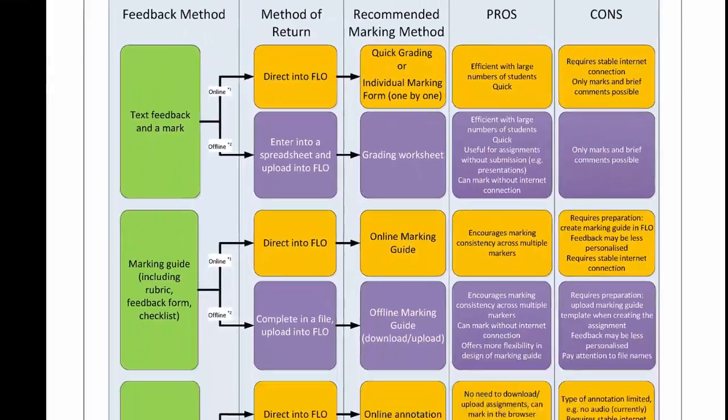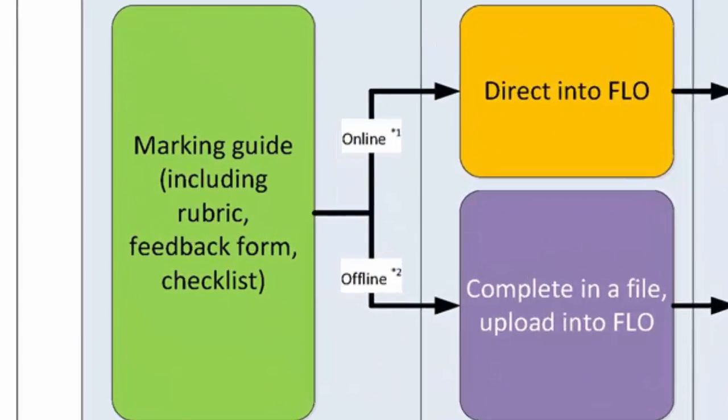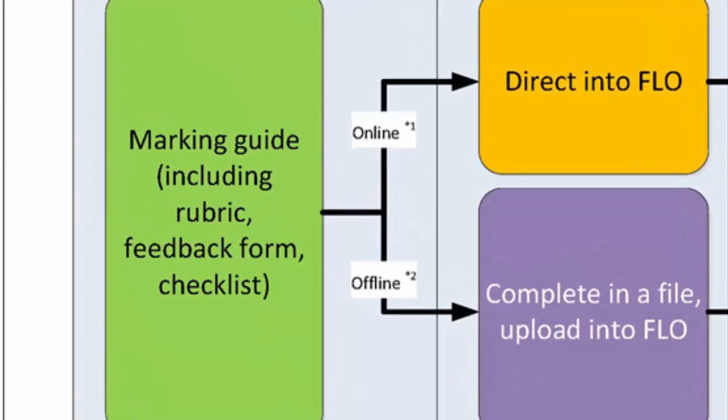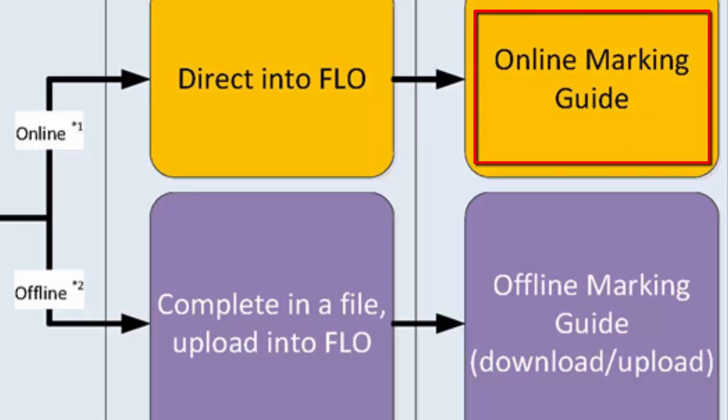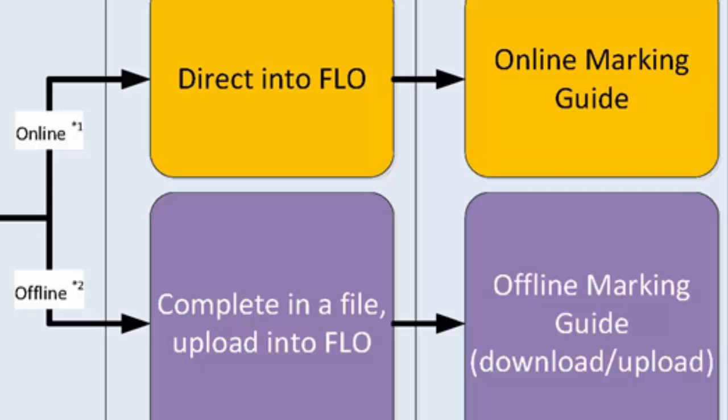If you decide to use a marking guide to provide feedback, you can also choose between the online method, entering the information directly into Flow, or the offline method. If you decide to use the online marking guide method, you need to ensure that you have a stable internet connection. To use this method, you create a marking guide in Flow before you begin marking. You have 3 different templates to choose from in Flow: rubric, checklist, or marking guide. This method may give you less flexibility in creating the marking guide than the offline option.